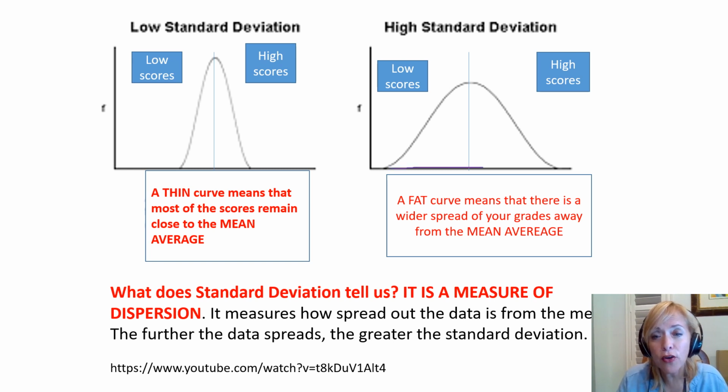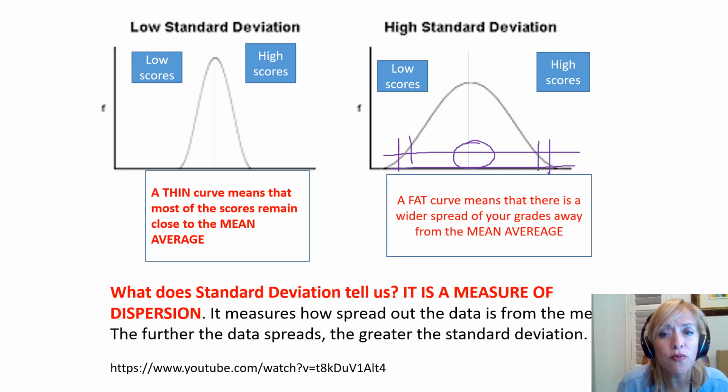That fat curve means, let's pretend we're talking about grades, right? If this is grades, that means I gave a test, and some kids scored as low as 35, 40% on the test. Then I had kids scoring along the average, like 75%. Then I had some kids score as high as like 98, right? That's having a high standard deviation.